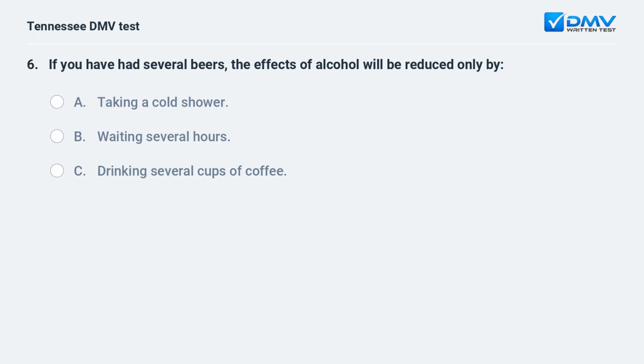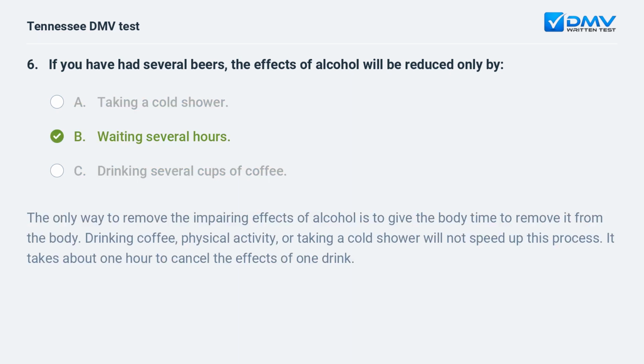If you have had several beers, the effects of alcohol will be reduced only by A. Taking a cold shower. B. Waiting several hours. C. Drinking several cups of coffee. B. Waiting several hours. The only way to remove the impairing effects of alcohol is to give the body time to remove it from the body. Drinking coffee, physical activity, or taking a cold shower will not speed up this process. It takes about 1 hour to cancel the effects of one drink.